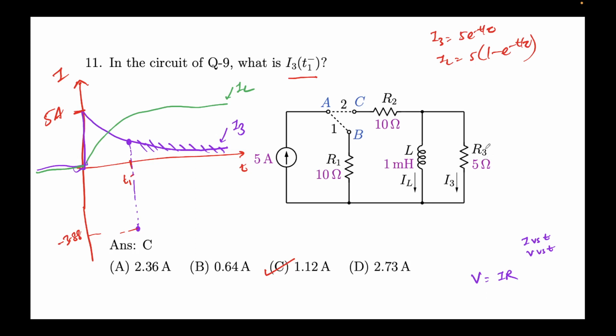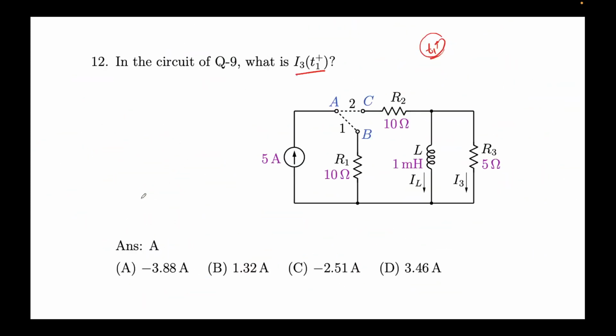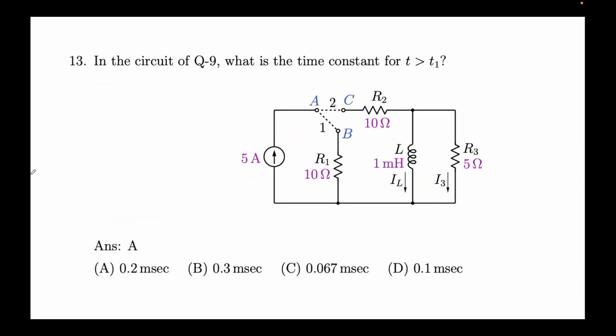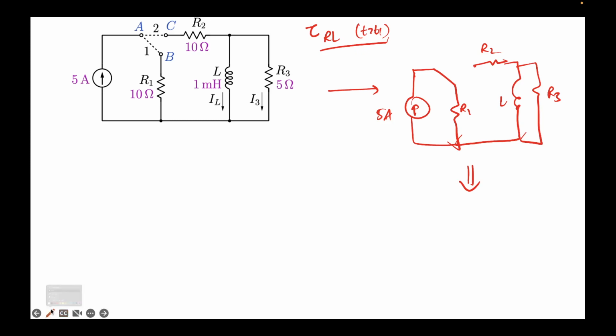But V equal to IR is true for this. It's just that the voltage is also changing accordingly. Okay, so that property is not lost. Let's quickly derive the time constant over here now.